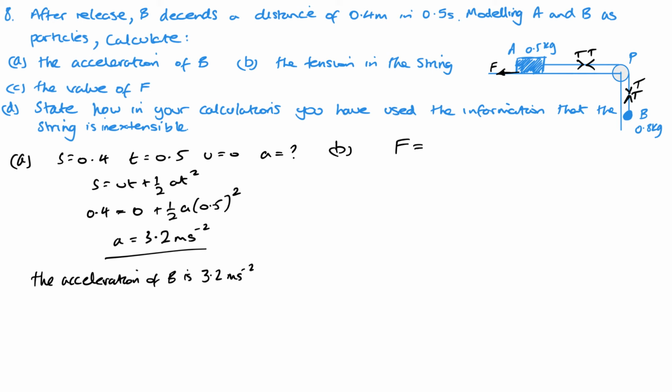Now, part B, as we were saying, we need to use F equals ma. The mass is obviously heavier because this is heading downwards. So we've got our 0.8g for the weight minus the tension is equal to 0.8 times the 3.2 that we just found. So all I need to do now is rearrange for T, and we should get 5.28 newtons there.